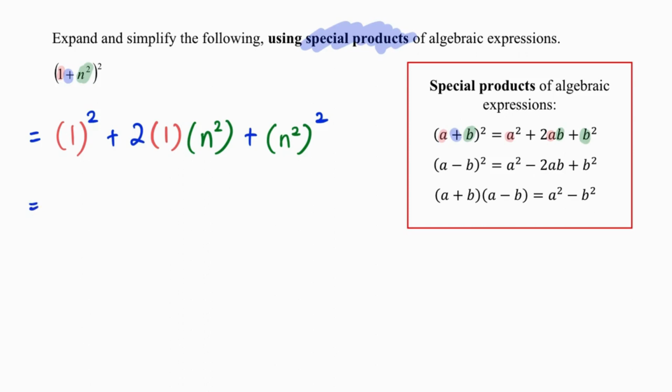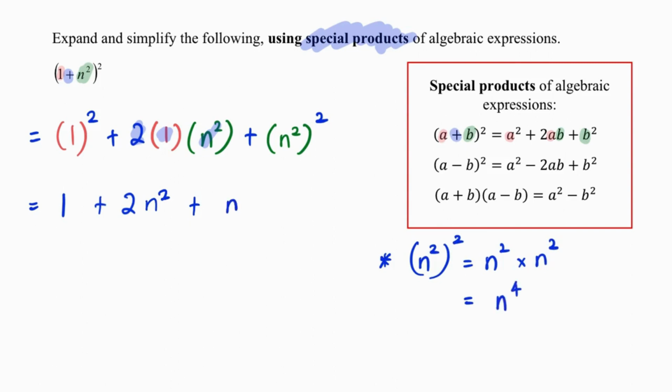1 square is 1 times 1, 1. 2 times 1, 2. Still got my n square. And (n square) square. Okay, for those who are not very good at that, (n square) square is equals to n square times n square. So how many n are there? Yep, there are 4. So n to the power of 4. And there are no more like terms. This will be the final answer.